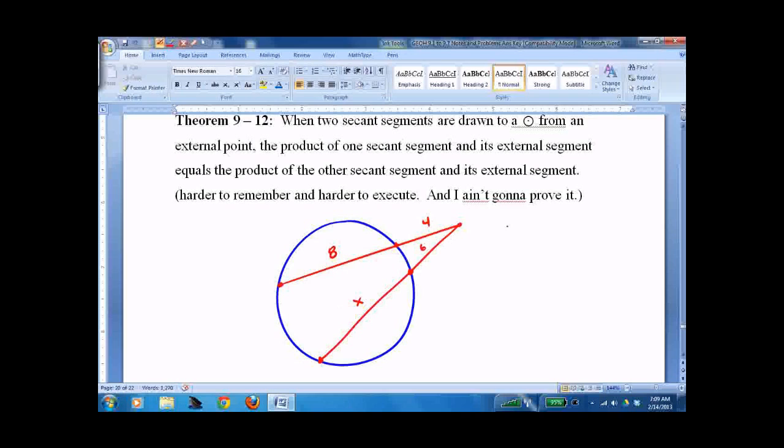So it's the outer piece, 4, times the whole piece, 8 plus 4. Outer piece 6, the whole piece x plus 6. This is 4 times 12, 6x plus 36. Gives me 12 equals 6x.